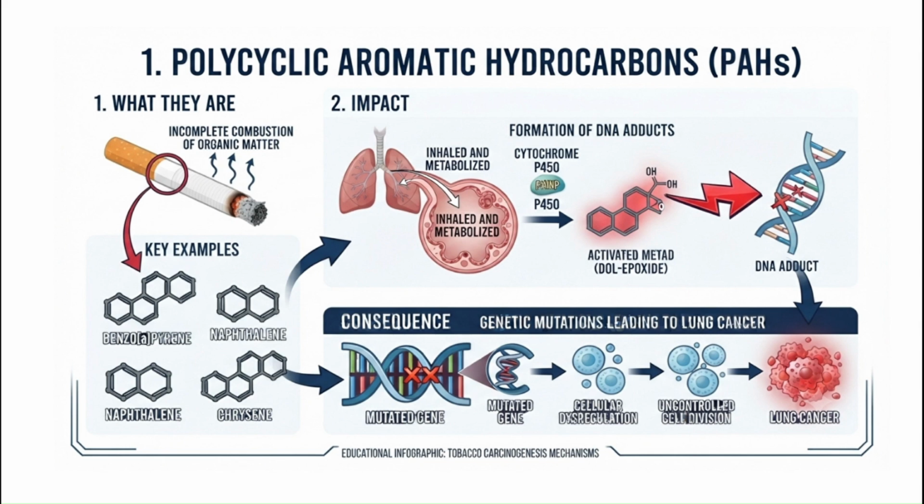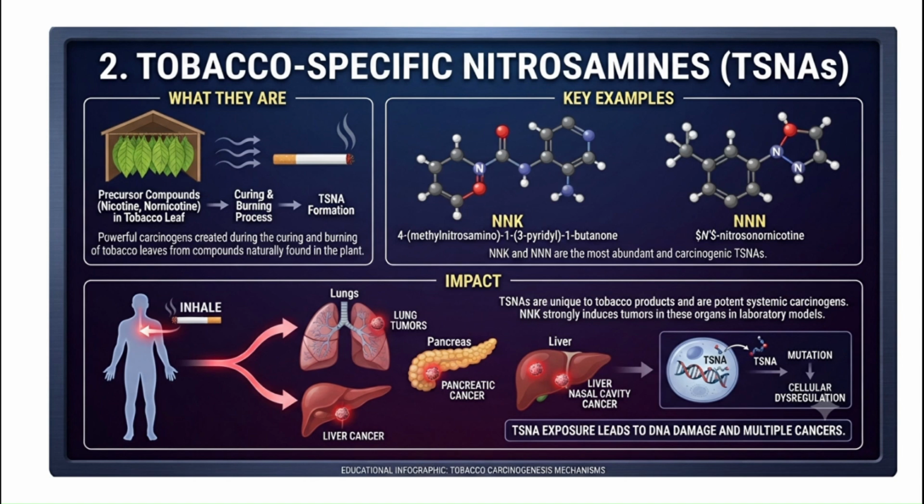2. Tobacco-specific nitrosamines, TSNAs. What they are: these are powerful carcinogens created during the curing and burning of tobacco leaves from compounds naturally found within the plant. Key examples include NNK and NNN. Impact: TSNAs are uniquely found in tobacco products. NNK, in particular, is a potent systemic carcinogen that strongly induces lung tumors, as well as cancers of the pancreas, liver, and nasal cavity.